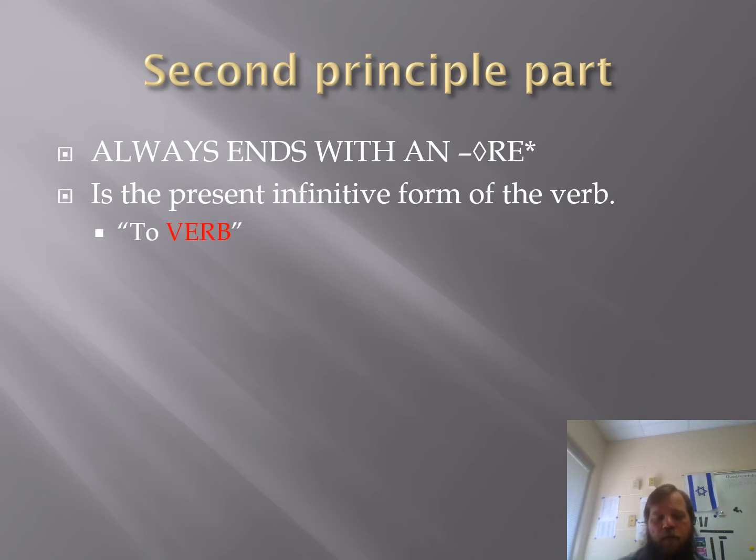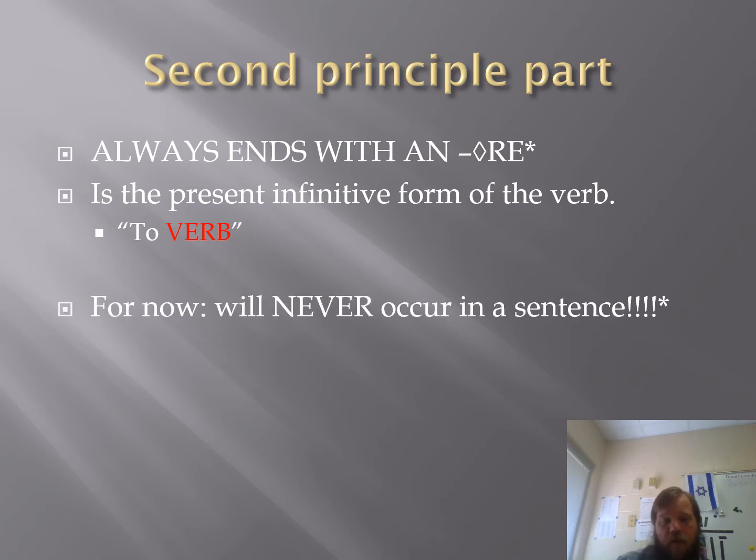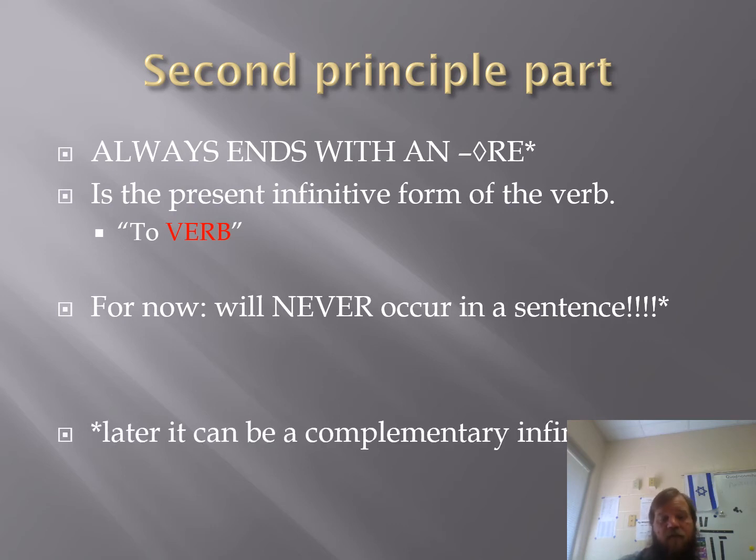Okay? So if your verb is study, then the first principal part would mean I am studying. The second principal part would mean to study. Okay? It cannot happen in a sentence for right now. Later on, there will be a way it could be in a sentence when we do a complementary infinitive. But for right now, the second principal part is going to be the basic form. It's going to be where you start to do everything else, but you cannot end there. Okay?